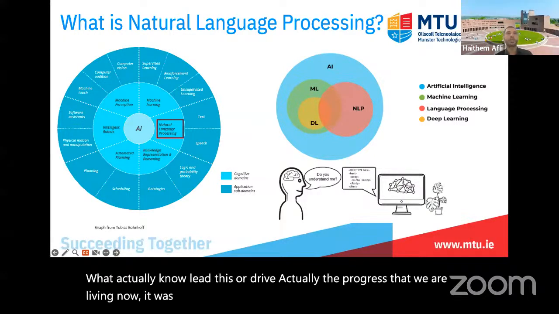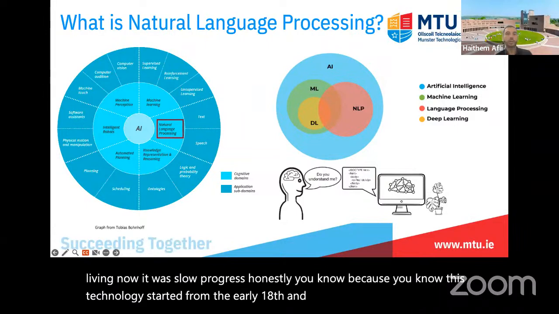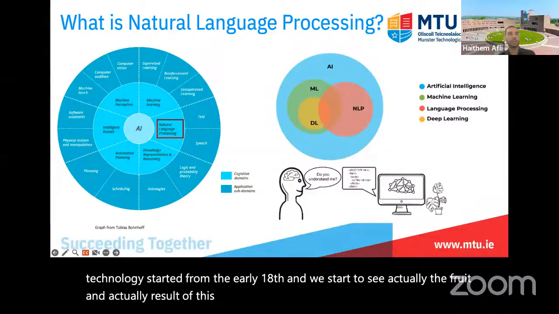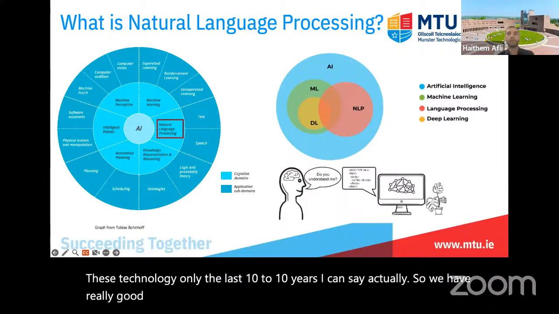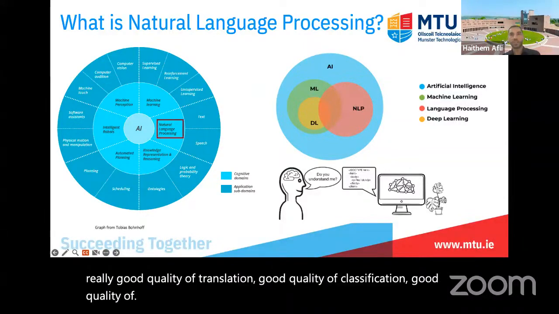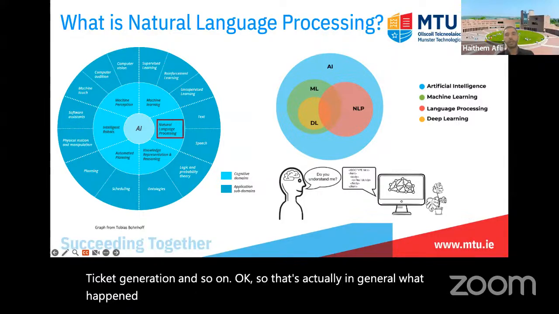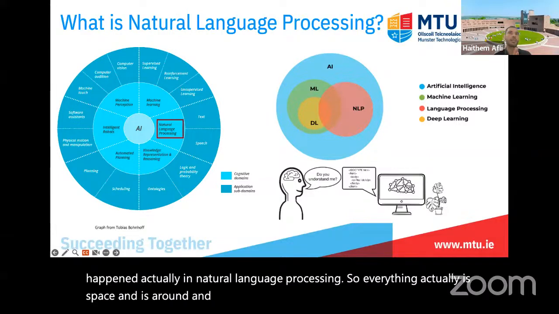It was slow progress, honestly, because this technology started in the early 80s, and we started to see the fruits, the results of this technology, only in the last 10 years, I can say. Now we have really good quality of translation, classification, text generation, and so on. So that's in general what happened in natural language processing. Everything is based around understanding language.